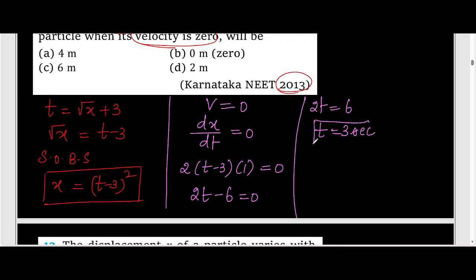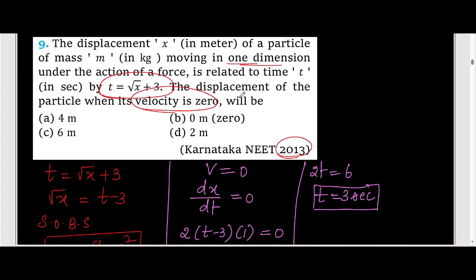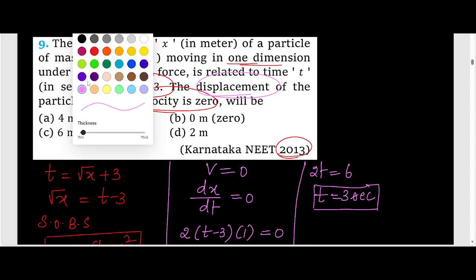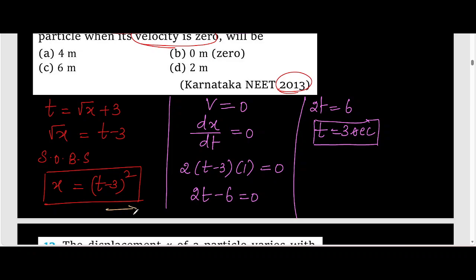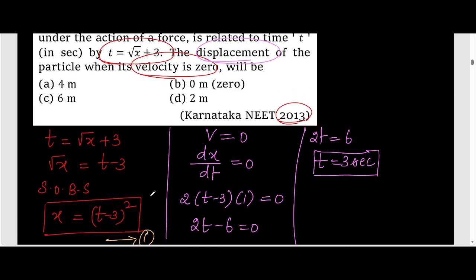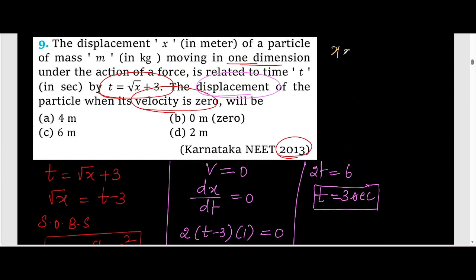So what is the point of mentioning in the question that velocity is 0? You can find out the time. So time is 3 seconds. Now what is the main question? The displacement of the particle. You should find the displacement. So what is the displacement? We got one expression here, right? Take it as 1. x is equal to t minus 3 whole square.